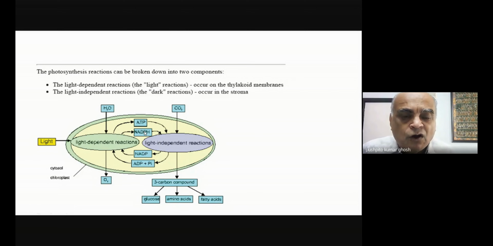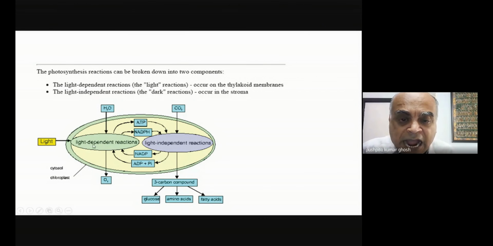So now I've got an energy source, in the form of ATP, and I've got a reducing agent, in the form of NADPH. These are the things that are utilized in the light independent reactions to convert carbon dioxide into all the compounds that we are familiar with, like oil, glucose, sugars, amino acids, which build protein.